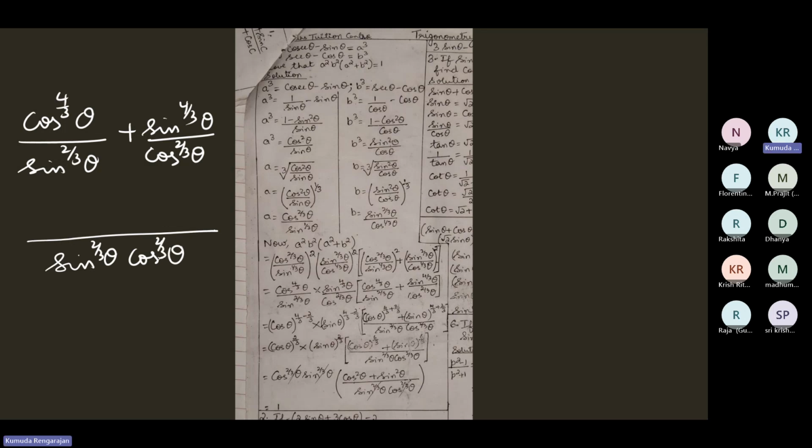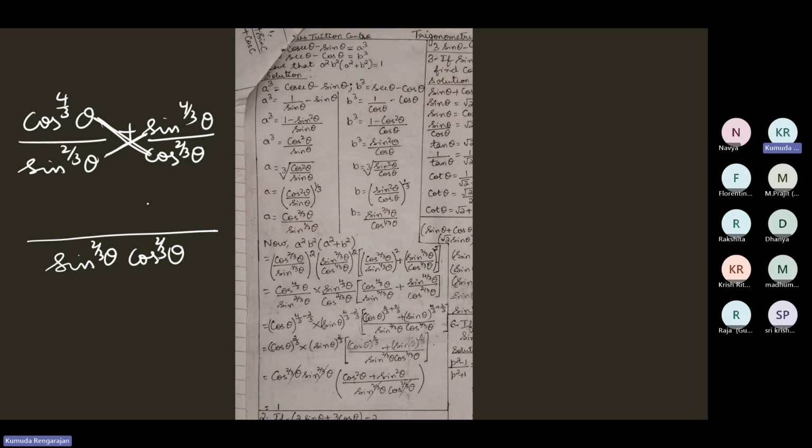Now you need to multiply, no? So what should you do? You need to multiply these two and multiply these two, right? Now again, yet another law of exponent. When bases are same and it's multiplication, we add the powers.